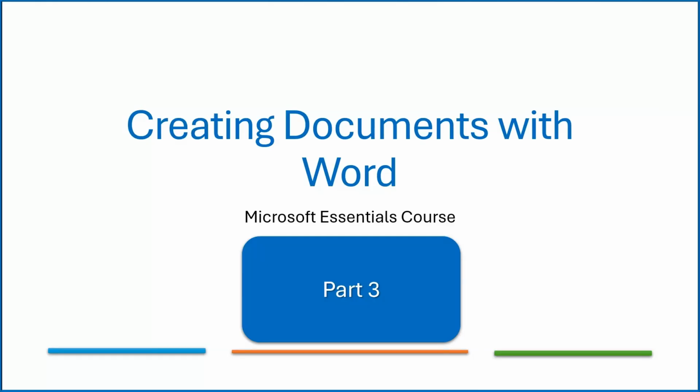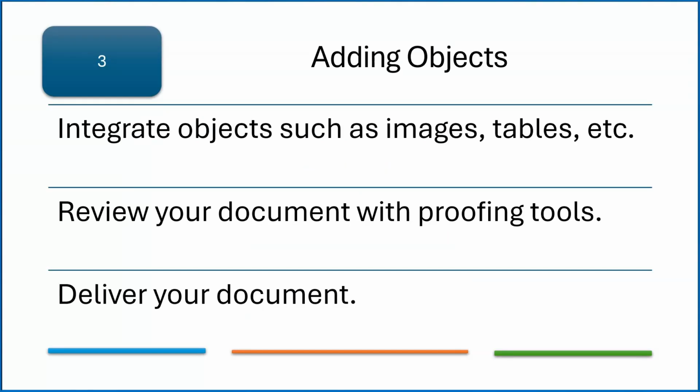Welcome to Creating Documents with Word, Microsoft Essentials Course Part 3. And Part 3 will take it a step further. What we'll do here is focus on adding objects. There are really nice objects that we can add to a Word document to make it look really nice. We'll take a look at images and tables, and if we have time, we'll cover some other objects as well.